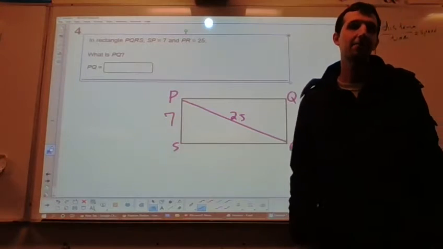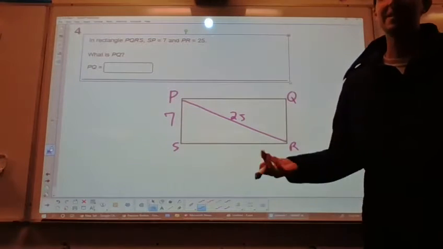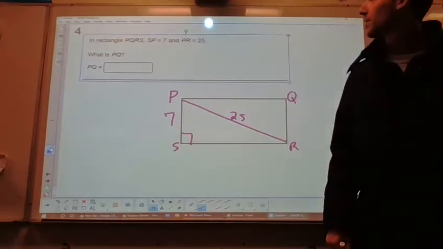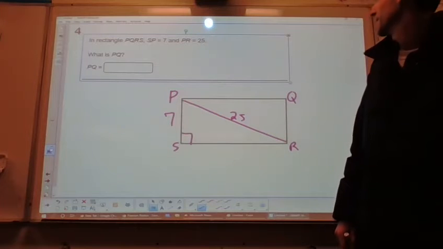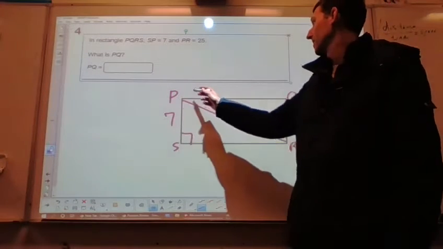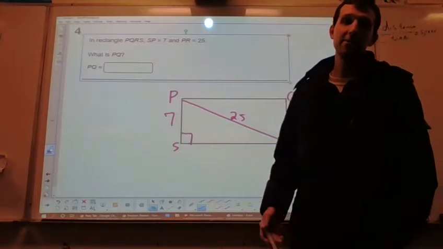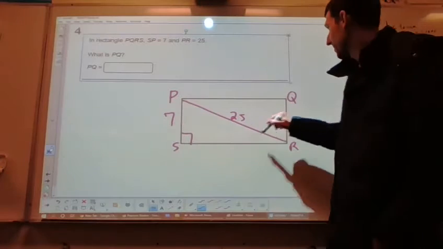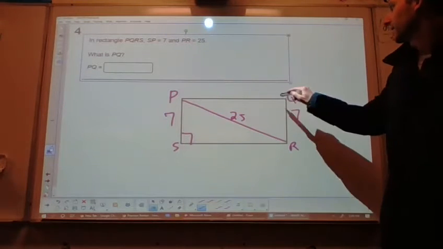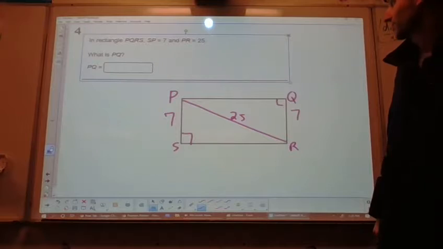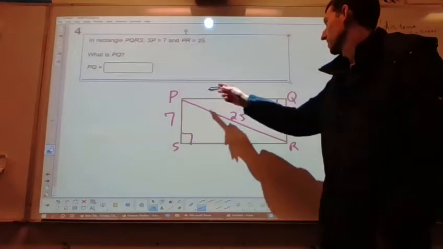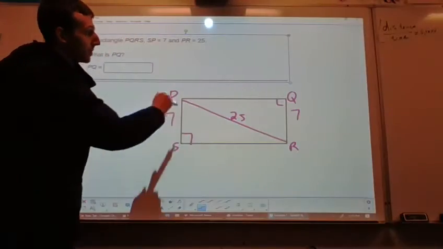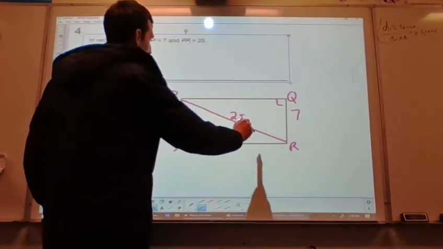Guess what? Rectangles have right angles too. So kind of like the last problem, dealing with the right triangle. What are we looking for? PQ. Okay, PQ is the top. Well, rectangles are like all parallelograms. Opposite sides are equal. So if that side is 7, this side is 7, and guess what? We have a right triangle here. We're missing PQ. PQ is not the hypotenuse. The 25 that is given to us is the hypotenuse.